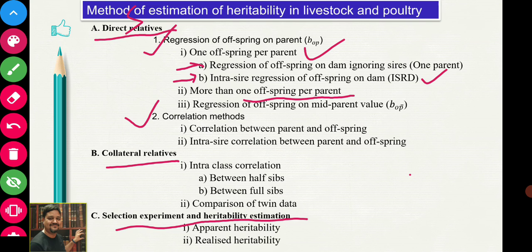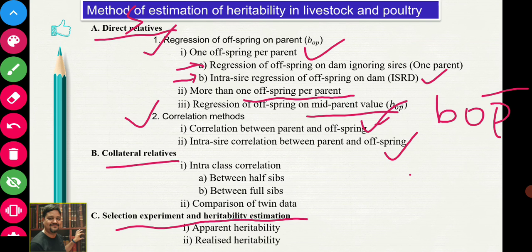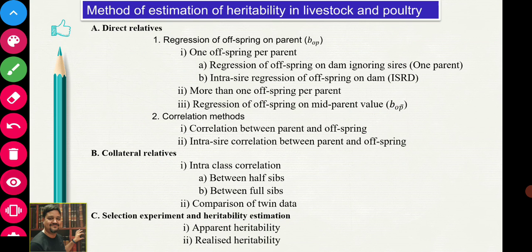Then the second method is more than one offspring per parent. So the first one was one offspring per parent, the second is more than one offspring per parent. Then third is the regression of offspring on mid parent value, that is mid parent value. So these are the regression methods, regression of offspring on one parent. Then another is the correlation methods. So correlation between parent and offspring, then the second one is the intra-sire correlation between parent and offspring. So these are the methods of estimation of heritability based on the information received from direct relatives.